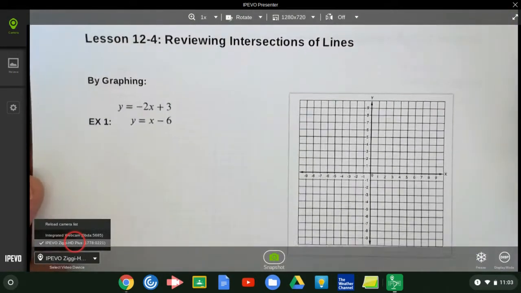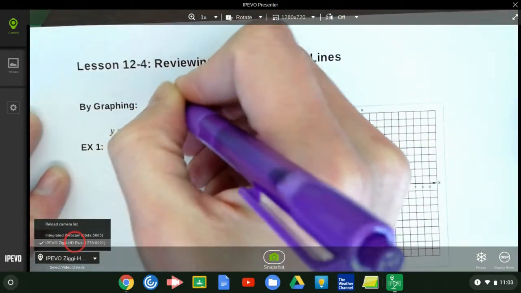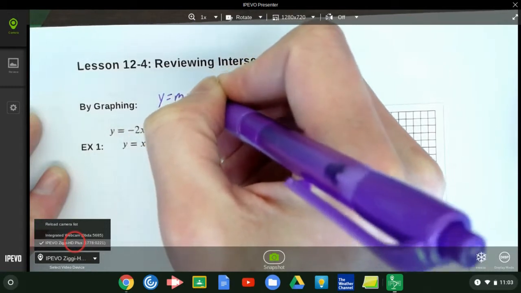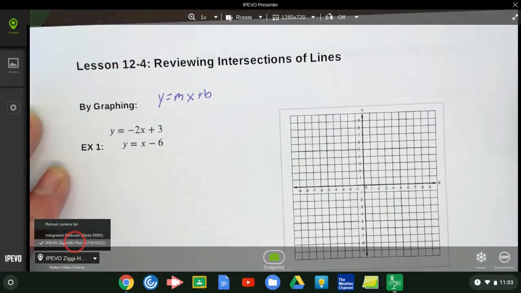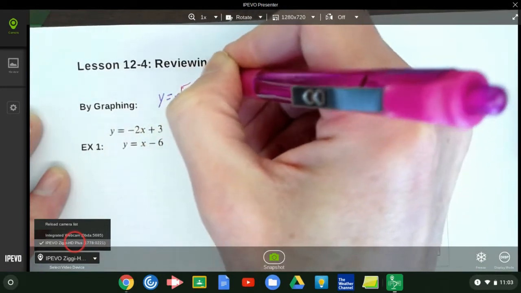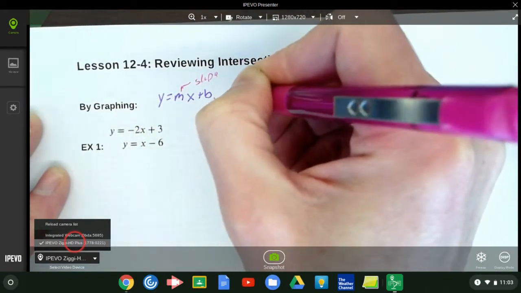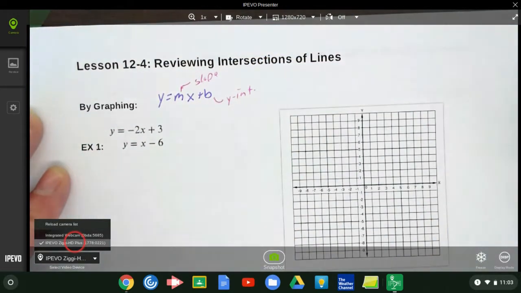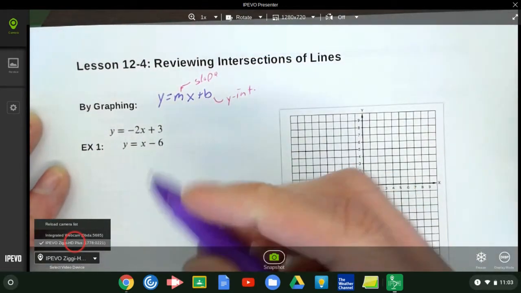So remember our lines, our equation for a line, the one you're used to is y equals mx plus b. Earlier in the year, we did talk about some other equations. But the m was our slope, and the b was the y-intercept. And we can use that to graph any line.